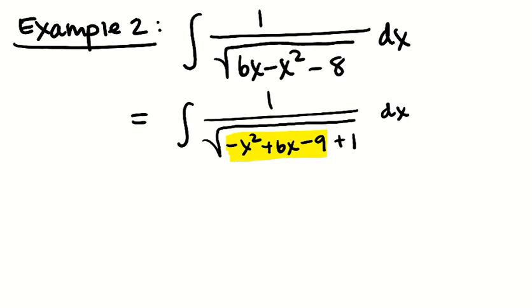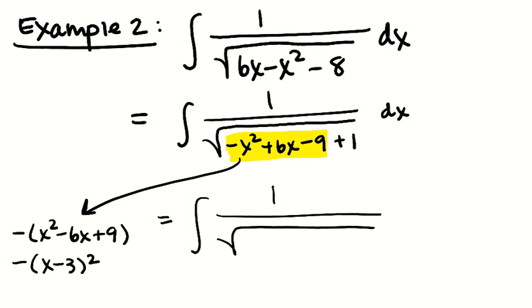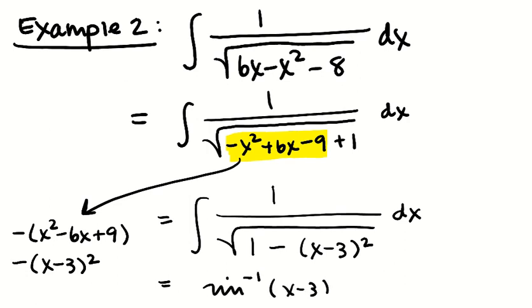Let's factor this, I'm going to actually just work with the thing in highlighter right now. So this is the negative of x squared minus 6x plus 9. Now this is good because x squared minus 6x plus 9 is a perfect square. So that's the negative of x minus 3 squared. So now this integral is becoming, bless you, 1 over the square root of 1 minus x minus 3 squared, which is going to end up being arcsine of x minus 3 plus c.